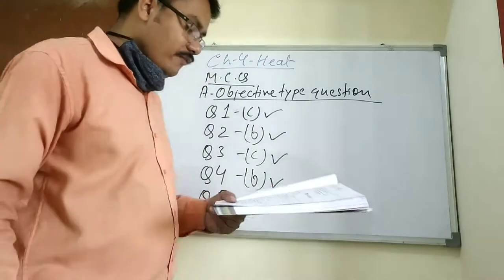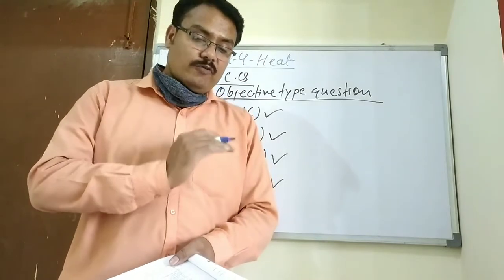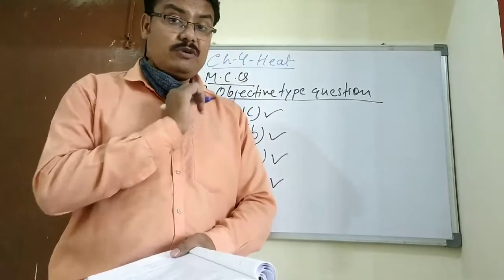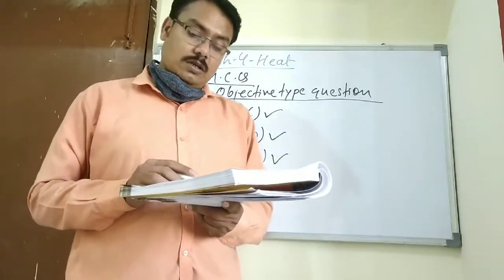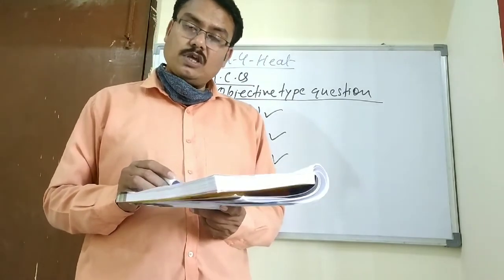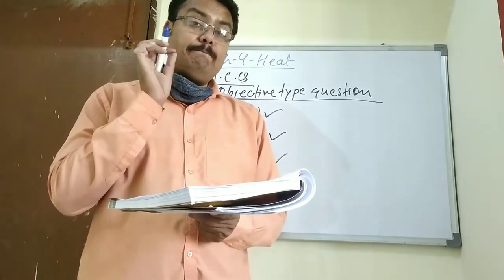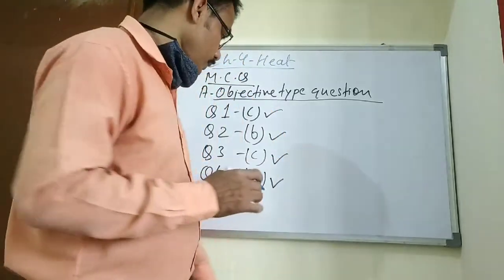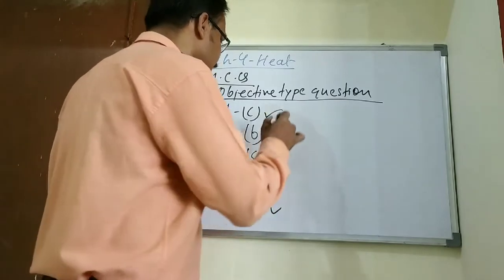What is question number 5? In case of a solid, the heat is transferred from one side to another by conduction, that I have already explained yesterday. So in the options, what is given? A, convection, B, conduction, C, radiation, and D, all of these. So student, B is the correct option. B means conduction. Fifth, B is the correct option, student.